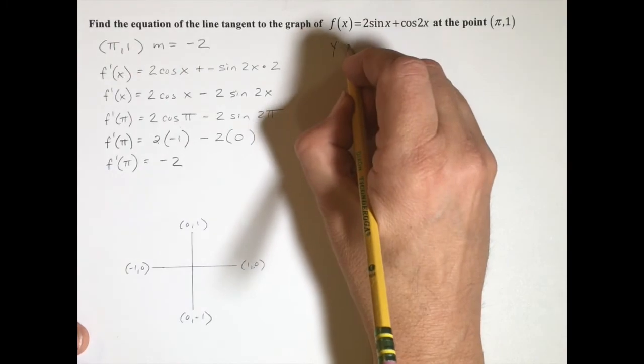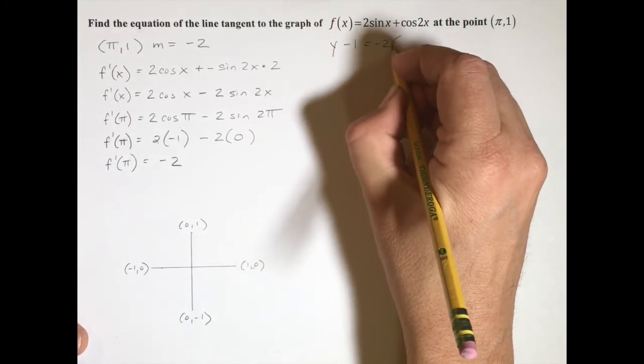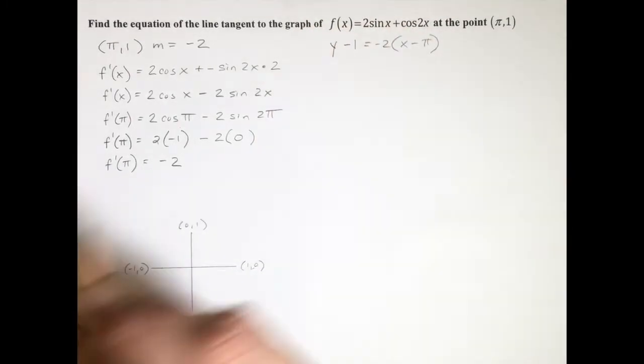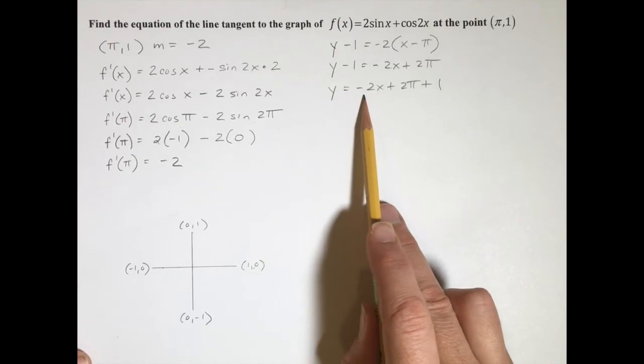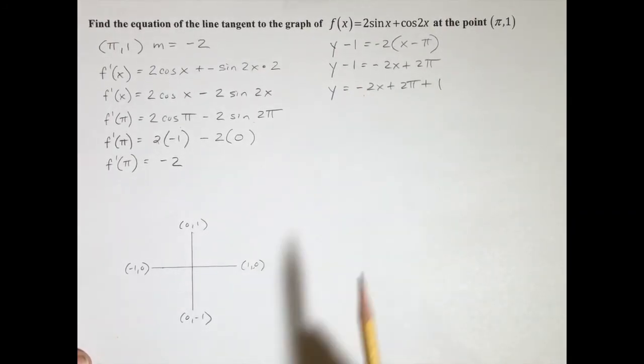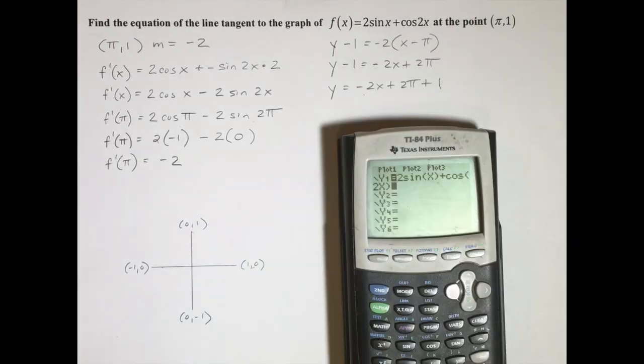So y minus the y value equals the slope times x minus the x value. Let's see what this looks like in y equals mx plus b form. I distributed my negative 2, and now let me add 1 to each side. It looks like my slope is negative 2, and my y-intercept is 2 pi plus 1.